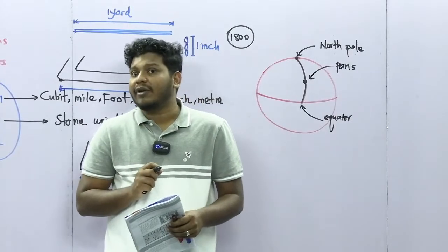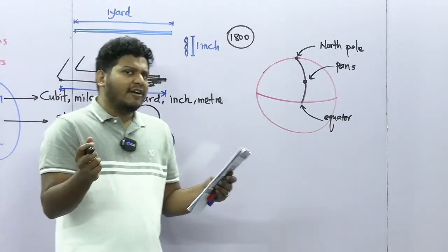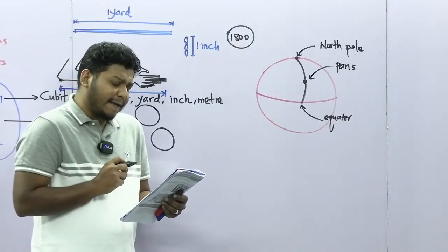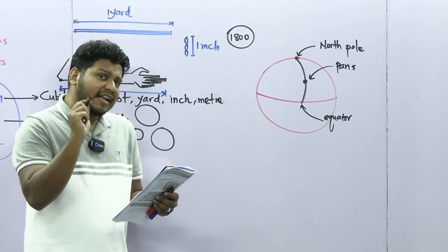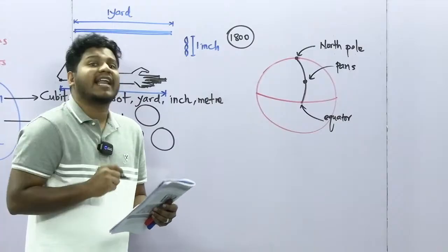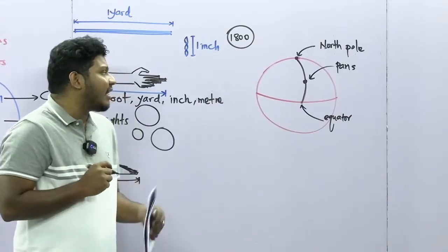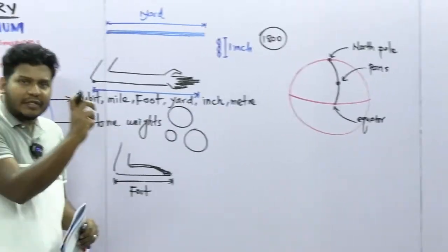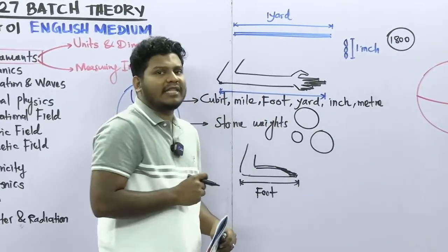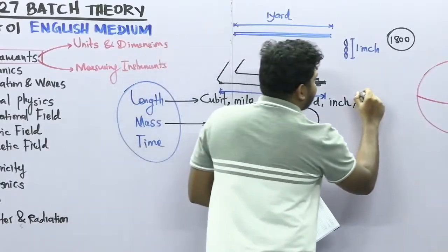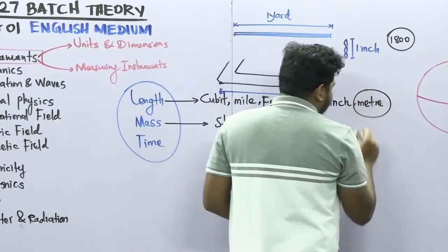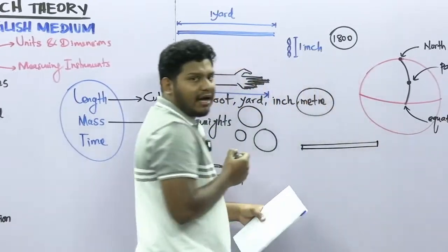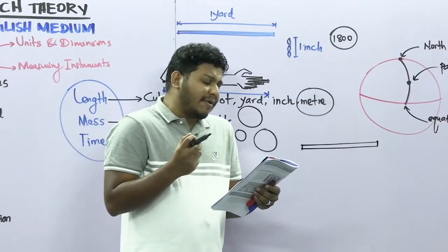These prototypes were made of an alloy of platinum and iridium and were produced to very high accuracy. At the end of this story, in 1889, guys, the international standard for length is the meter. They introduced the meter as a length using a bar made from platinum and iridium.